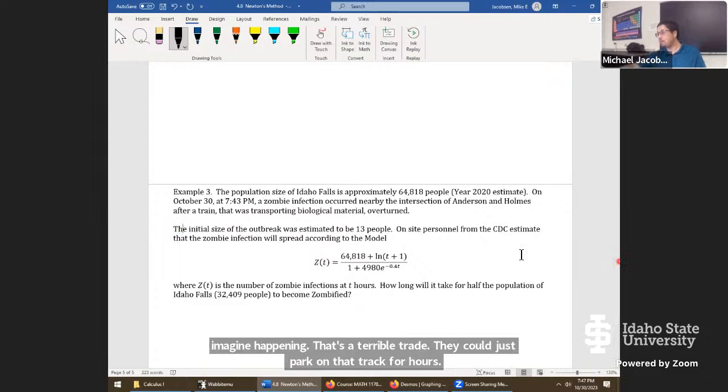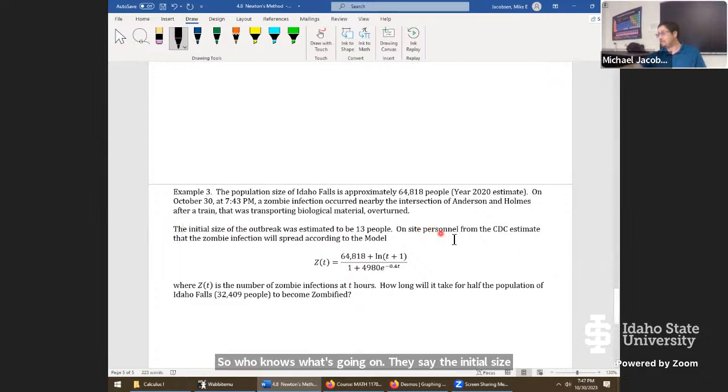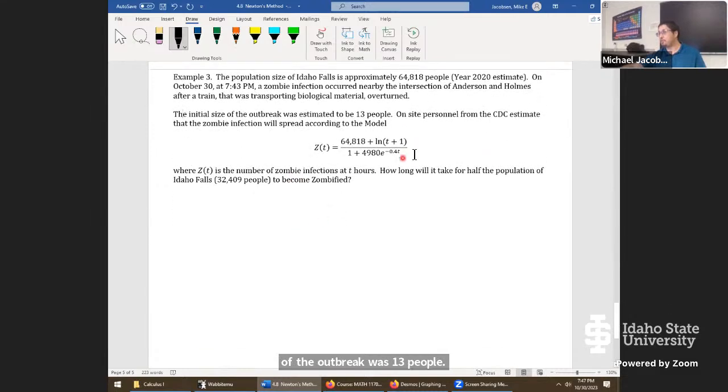They say the initial size of the outbreak was 13 people. On-site personnel from CDC estimate that the zombie infection will spread according to this model, which is almost a logistic equation. Z of T is the number of zombie infections at T hours. And this is our equation. We want to know how long it's going to take for half the population of Idaho Falls, so 32,409, to become zombified. So that means we're really just solving this.